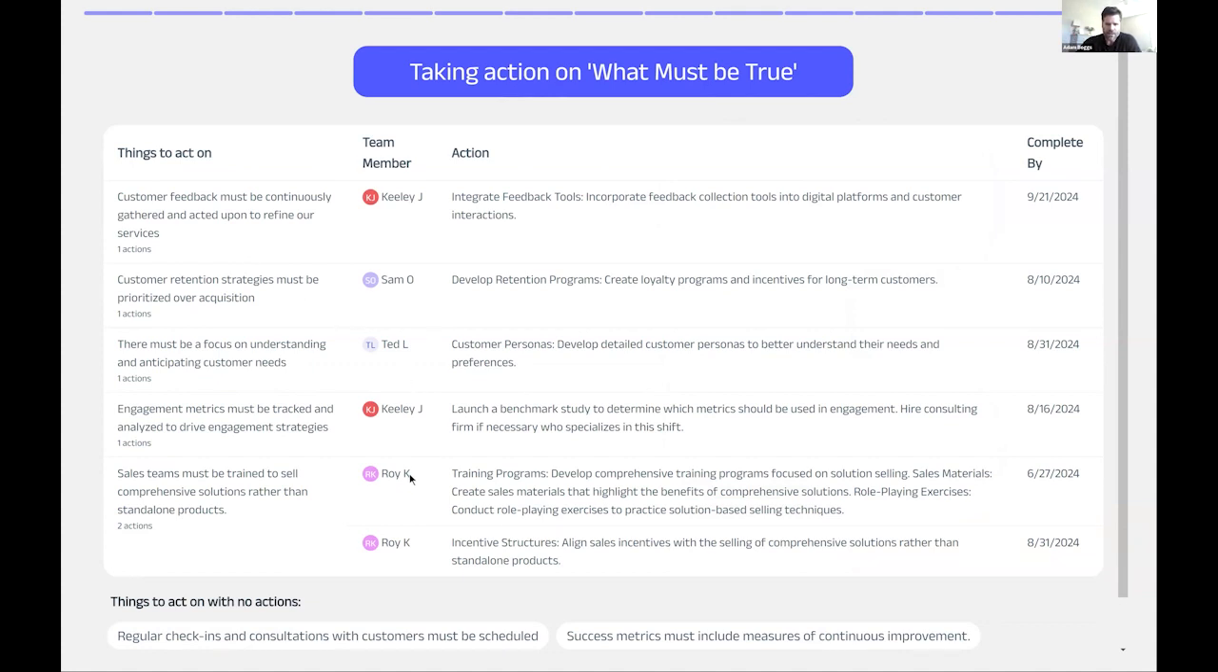And Roy down here, who has a sales enablement background, got pretty fired up about sales teams must be trained to do comprehensive versus standalone. So he talked about training programs, creating sales materials, role plays. He put another one in with a different date, right? A little less urgent, but incentive structures that need to be ironed out.